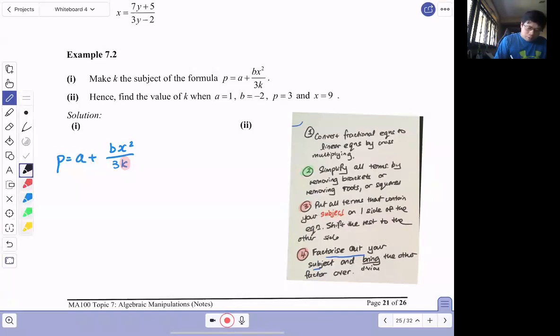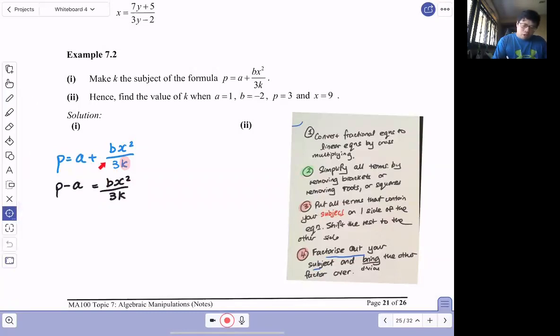Very simple. Maybe I bring the P minus A over first. For us to cross multiply, it has to be one fraction divided by one fraction. Following? You can see what I'm doing. I'm just bringing my A over, because I want to isolate my 3K. Here you can see it looks like that now: one fraction equals one fraction.